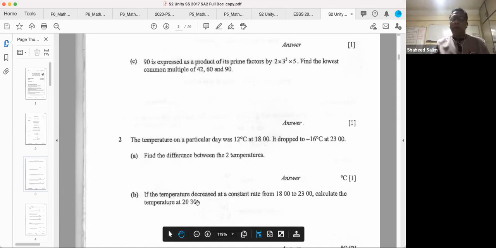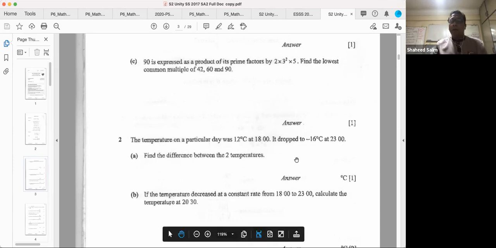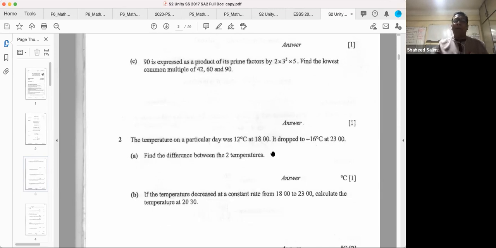Now they say, if the temperature drops from 6 p.m. to 11 midnight, calculate at 10:30 what was the temperature? Means at 11 night is minus 16 degrees. Every hour or half an hour, what is the drop? You need to find out. You say the number, the drop is how many?